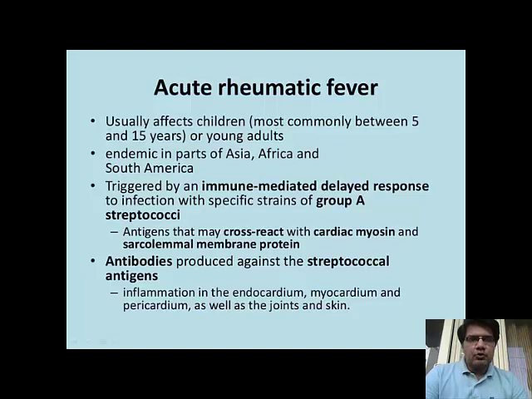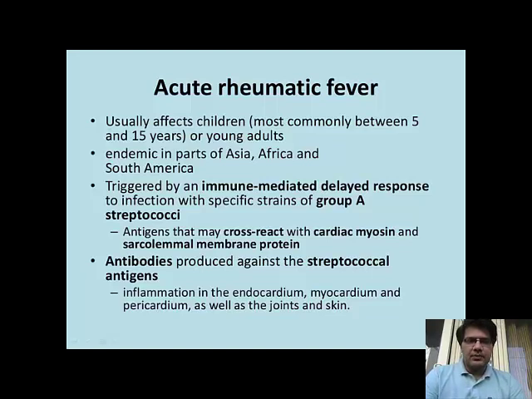Now it is triggered by an immune-mediated delayed response to infection with specific strains of group A streptococci. All the words are crucial there. That's a delayed response. The group A streptococci.